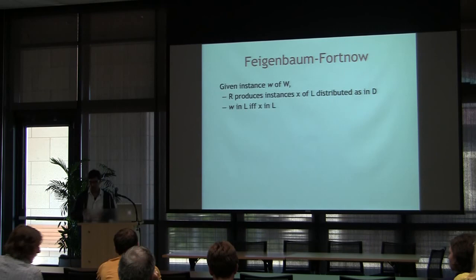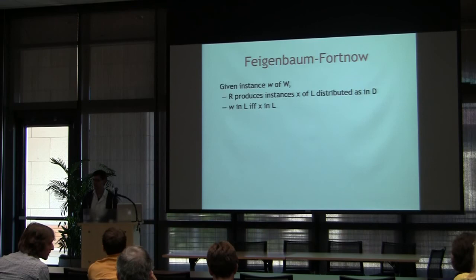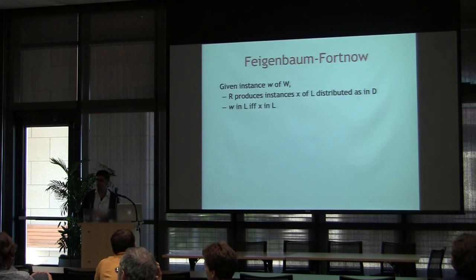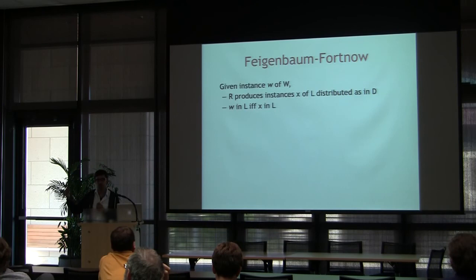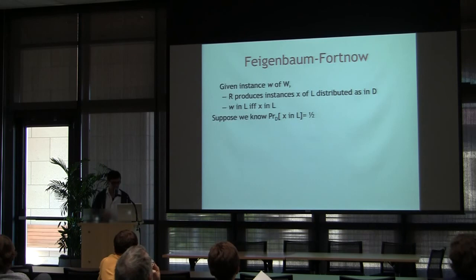We have some setting in which we have been able to find a worst case to average case reduction. There is some problem W, our worst case hard problem, and some problem L, our average case hard problem. And we have a reduction that, given a worst case input for W, will solve it, provided that it is given access to solutions to random instances of L. Suppose we also know that those random instances of L are equally likely to be yes instances or no instances. That doesn't matter, but it simplifies.